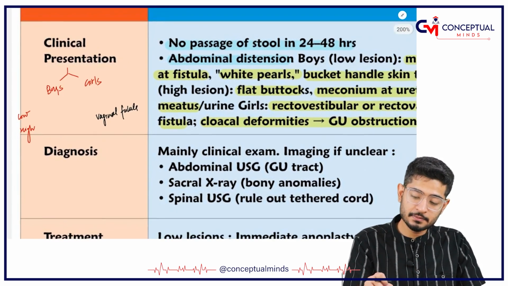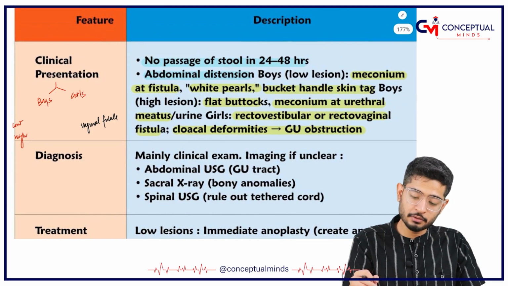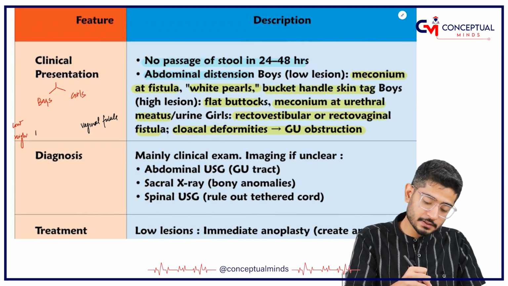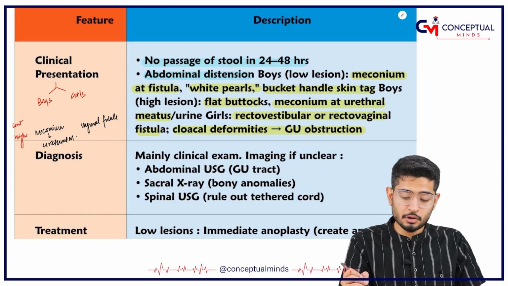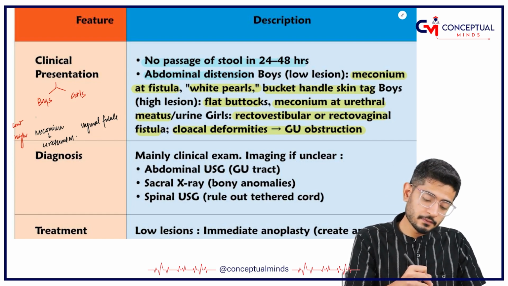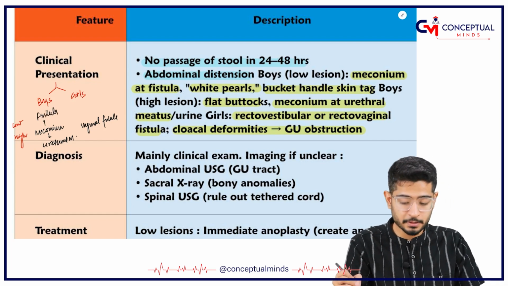whereas boys are going to have what? Boys are going to have urethral meatus. So meconium is going to occur at where? Meconium is going to come at the urethral meatus. Whereas in lower obstruction, what is going to happen? Of course, there will be meconium at the place of the fistula.